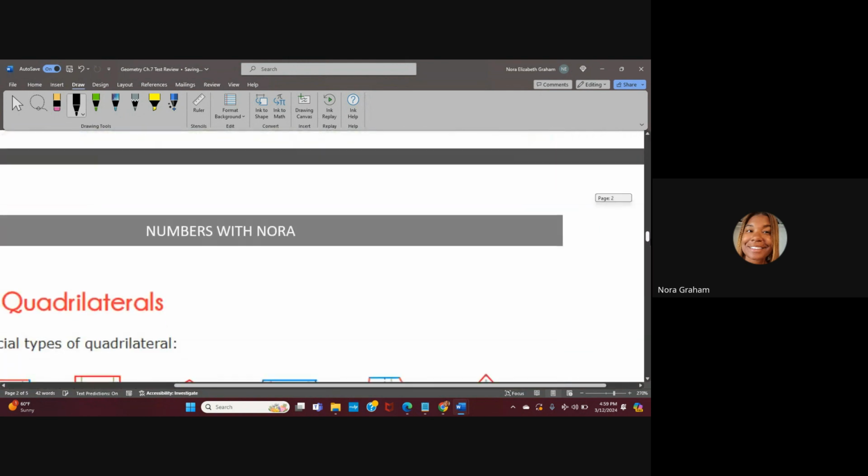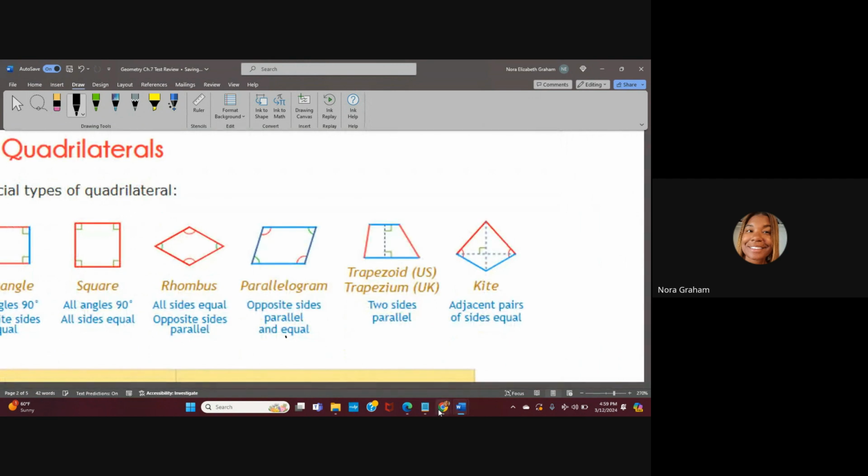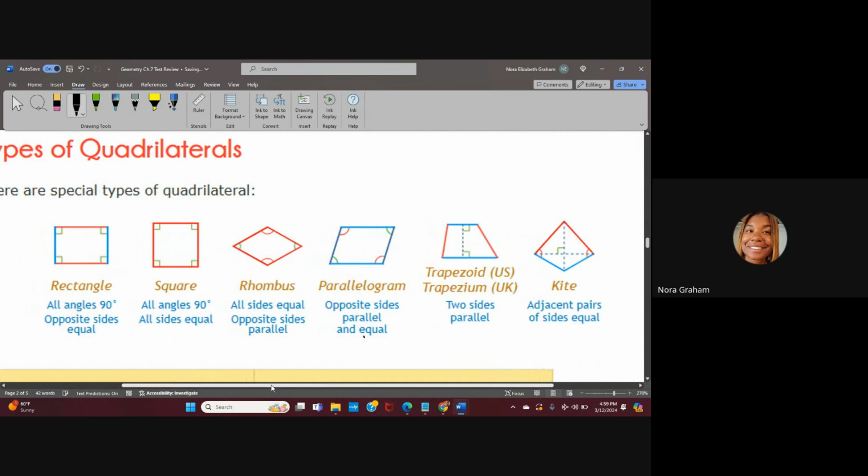Since I have corresponding sides that are congruent, let's go down to see which quadrilateral this is going to be. Make sure this isn't kicking me out yet. Okay. This one is going to be a parallelogram. Opposite sides parallel and equal. I can't really say anything about their oh, I can. Their opposite angles are congruent as well. So this is going to be a parallelogram.